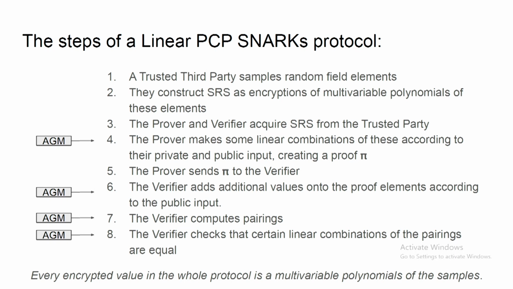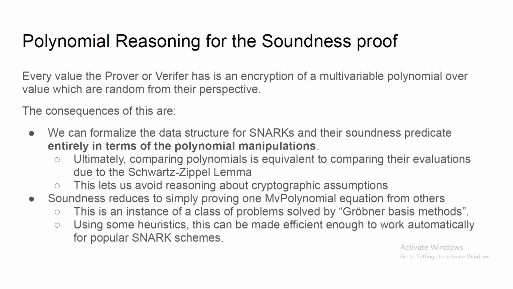And so the main takeaway I want you to get from this slide is that all of the operations that are being carried out in this list of steps, they all preserve the fact that every piece of data that anyone ever touches in this protocol can be thought of as a multivariable polynomial over the initial samples that were sampled in step 1. Everything is essentially a multivariable polynomial from the perspective of the parties here. And this turns out to be very convenient for both constructing these protocols and then proving the protocols sound.